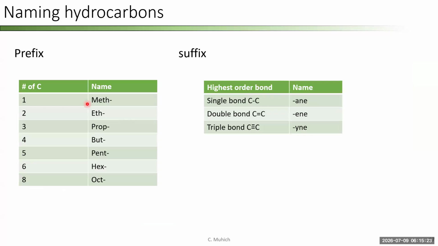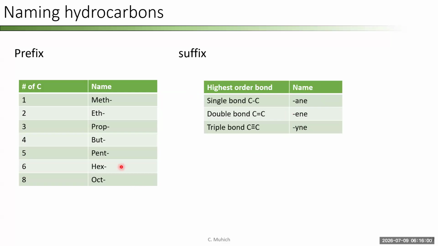And so we can name simple hydrocarbons using combinations of prefixes and suffixes. If I have only one carbon, it gets the name meth, two carbons eth, three carbons prop, four carbons but, five carbons pent, six carbons hex, and eight carbons oct. And then we combine it with these suffixes, ane, ene, and yne, that tell us how those carbons are connected.